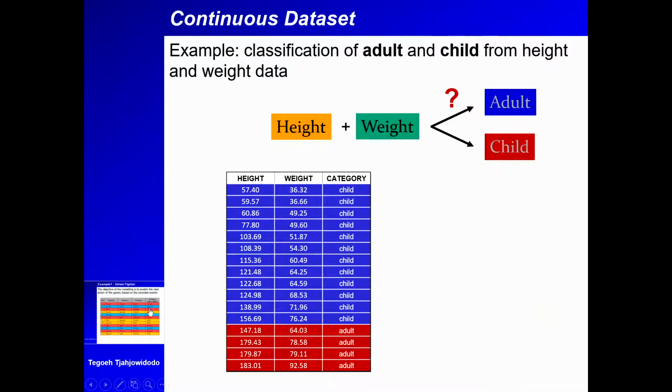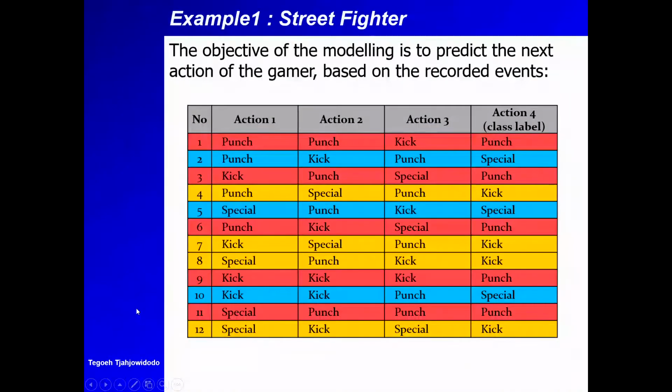Let's contrast it with the Street Fighter case. There, I have a class as a category that I want to estimate at the end, and then I have three inputs. In our height and weight problem, I have only two inputs, height and weight. But in the Street Fighter case, we have three inputs: action 1, action 2, action 3. If you look at one of the actions, let's say action 1, there are only three discrete types of input: either punch, kick, or special. Same thing for action 2 and action 3.